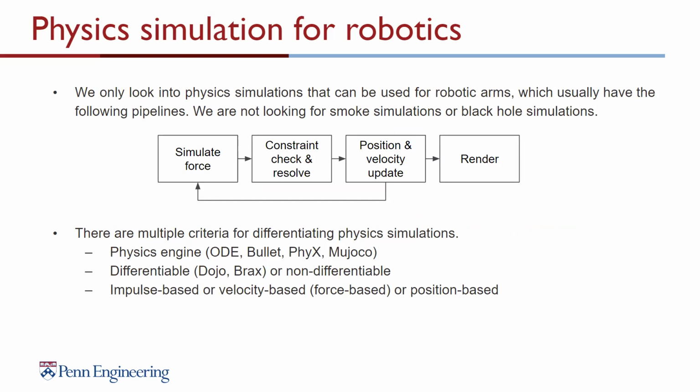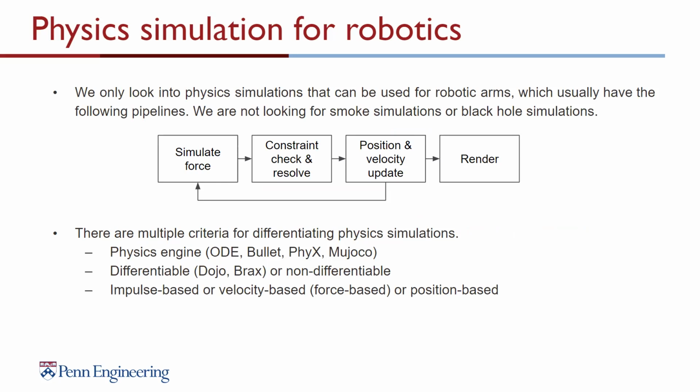So today there are multiple physics simulations you can find, but we're going to mainly talk about physics simulation that can deal with robotic arms, and which usually has a pipeline as below. First you calculate or simulate the forces such as gravity, and then you check the constraints and resolve the constraints.